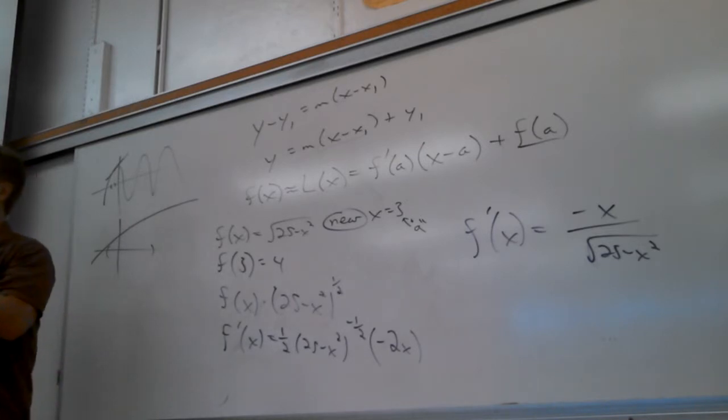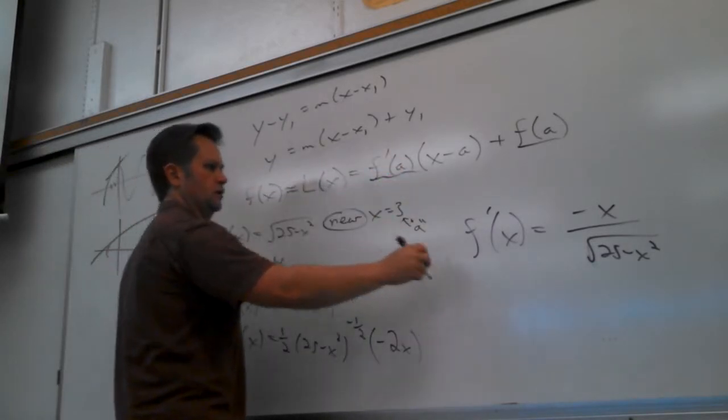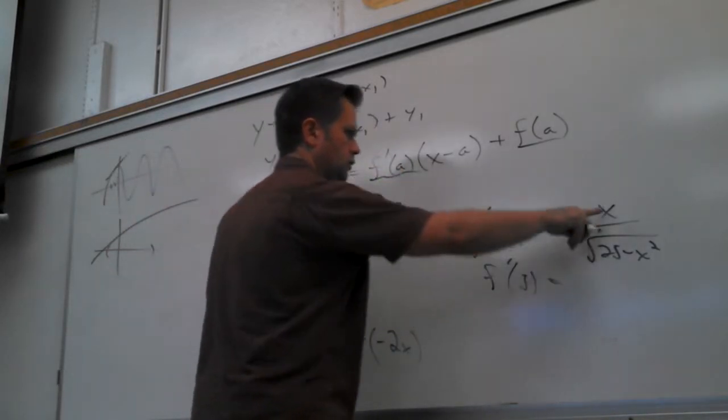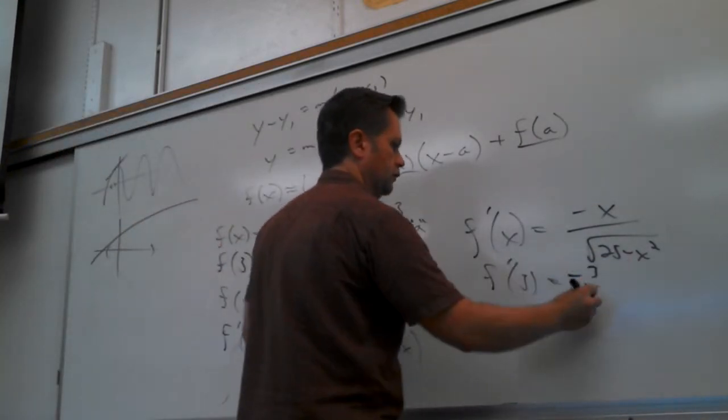So what do I need this for? F prime of 3. That's going to be beautiful. Negative 3, and we already know f of 3 is 4.